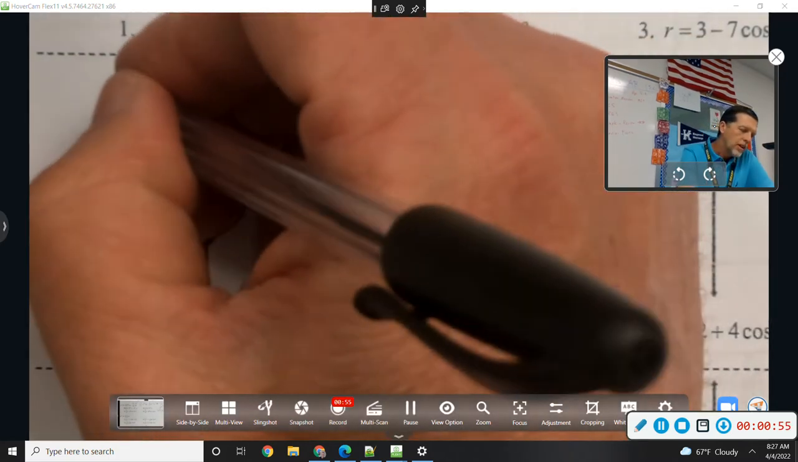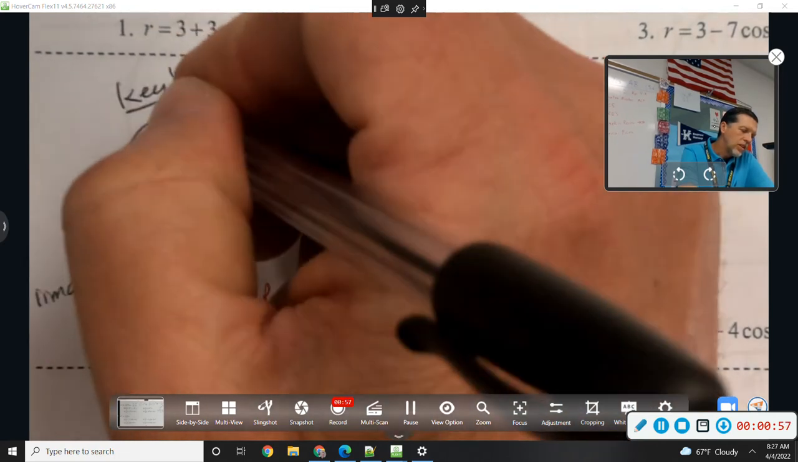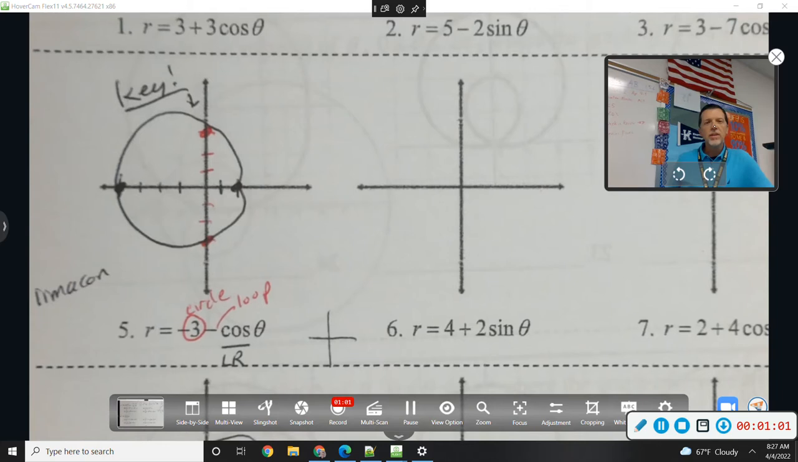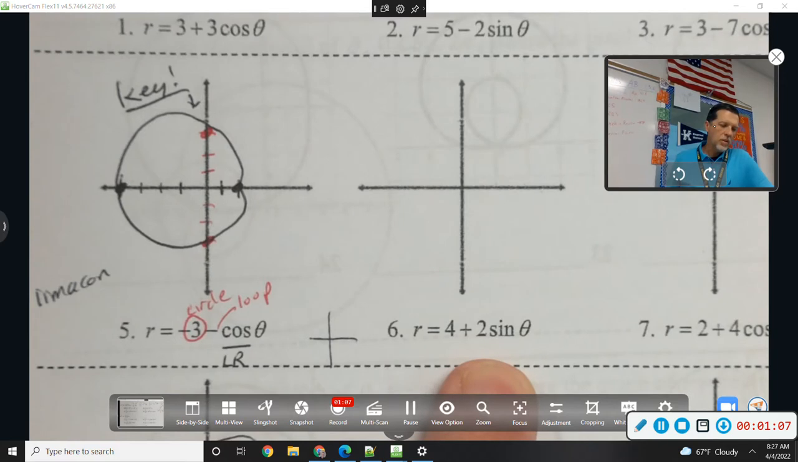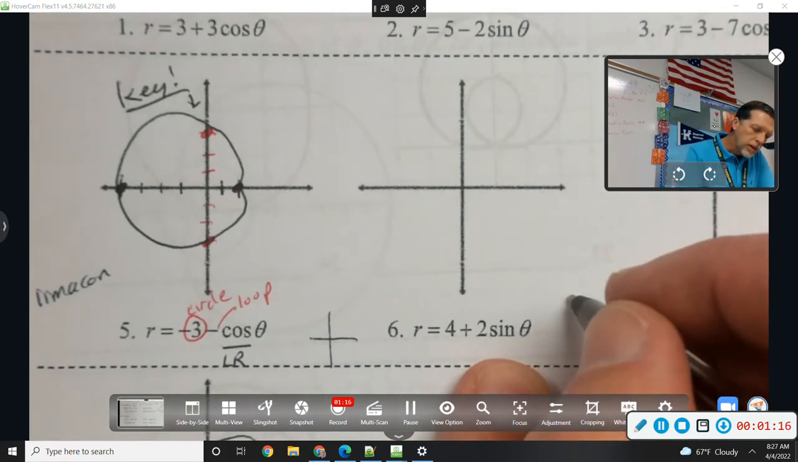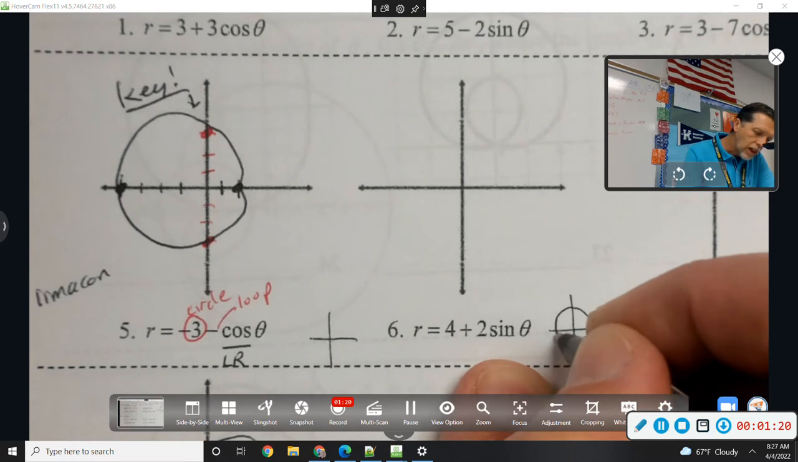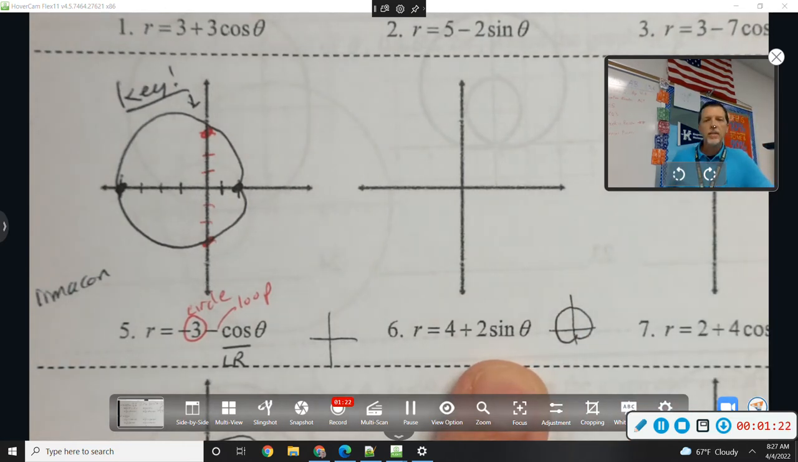So, key issues. This is the key now. Someone said number six as well. So, sine is up and down. Well, back up. Limaçon, because of how the equation looks. Sine is up and down. Loop or no loop? No loop. So I know already it's going to look like something like that, pointing up because the sine is positive.